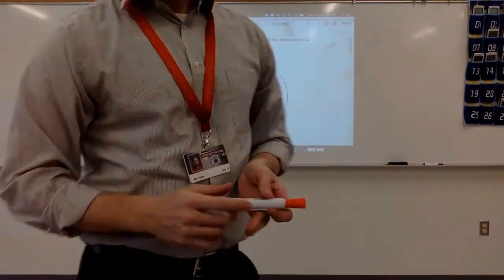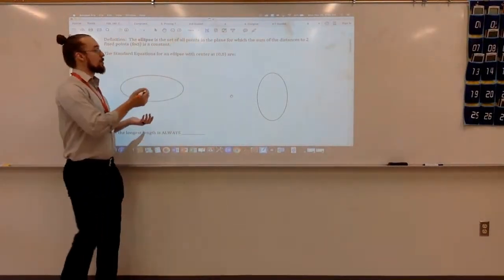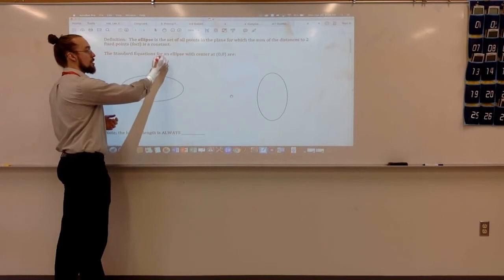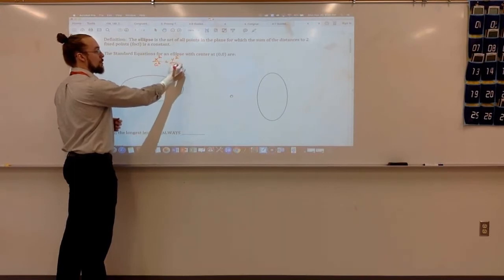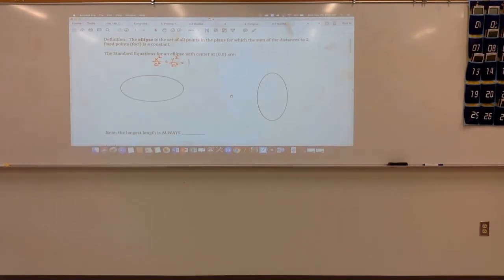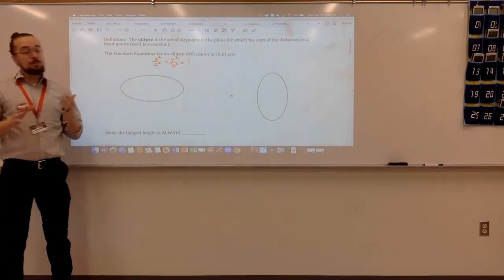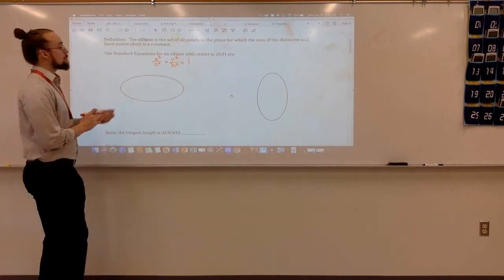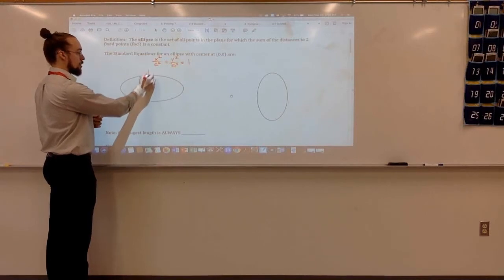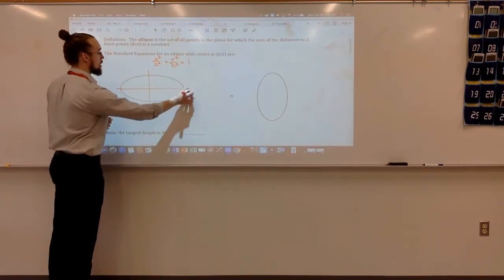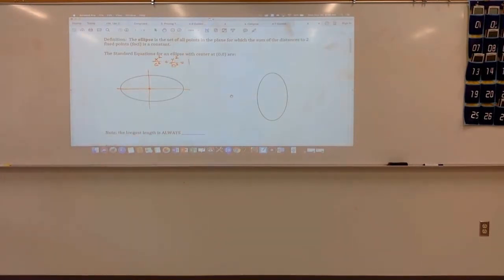Alright? So, our standard equation for an ellipse that's centered at 0, 0 is this: x squared over a squared plus y squared over b squared. Okay? So, this equation gives us a lot of information. I guess we can draw our axes here. So we're saying that the center is at 0, 0.